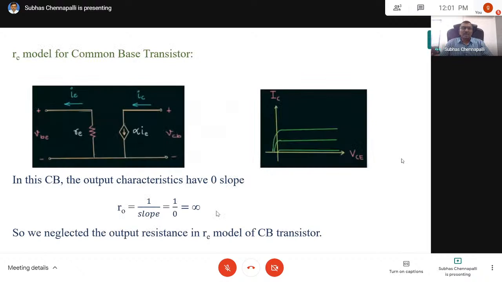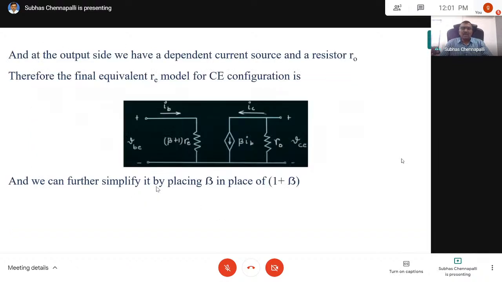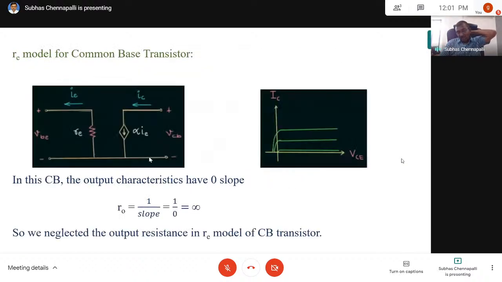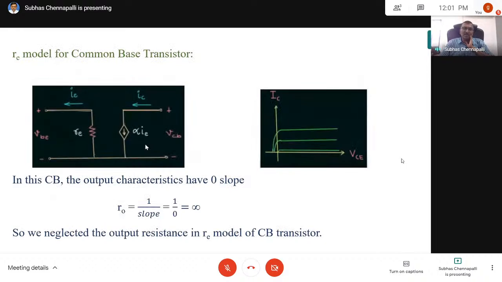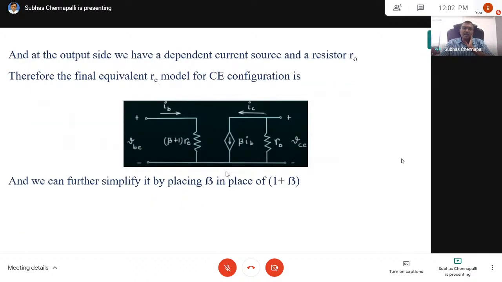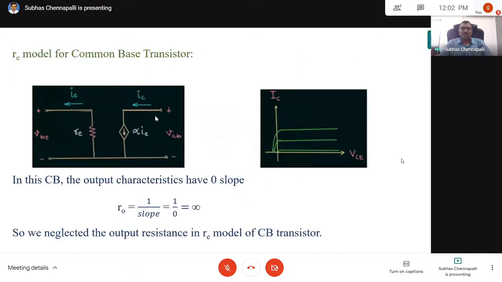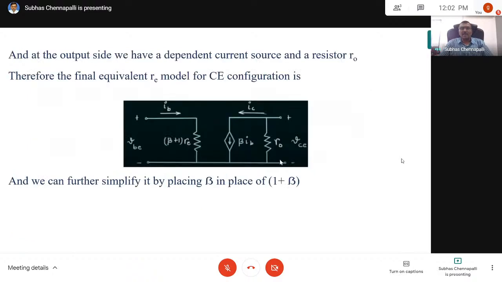So that's what it is for common base. Similarly here, this is 1 plus beta RE, this is IB. For common base, the current that comes is IE, so it simply becomes RE, and this current is alpha IE. In the previous case, it is beta IB; here it is alpha IE. Parameters change. Again, here the slope is 0, so this resistance is high, that's why it is removed. Here also you can remove it, but R naught for common emitter is less than R naught for common base, so that's why it is totally removed here. It's kept there.